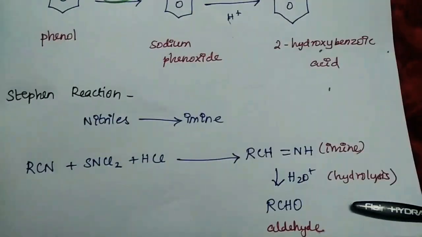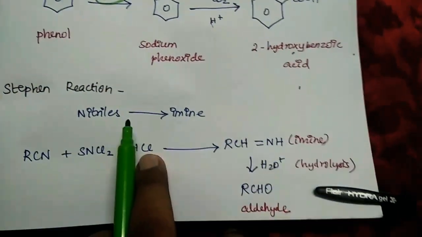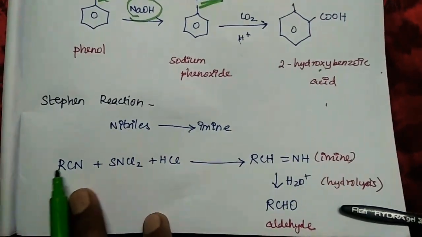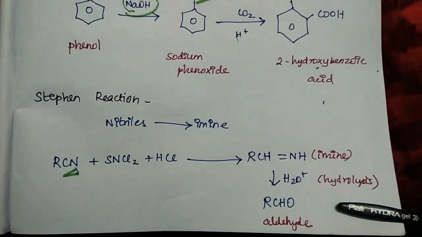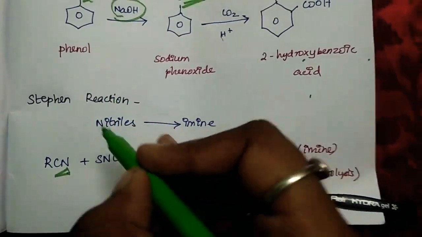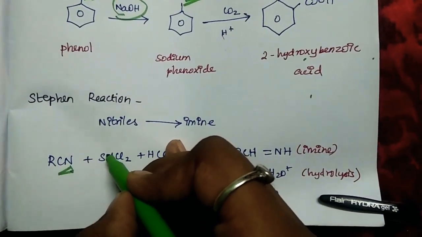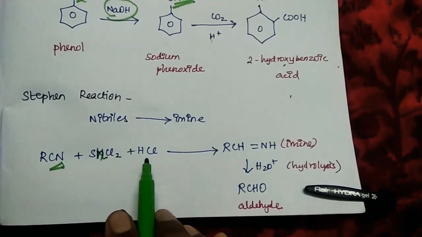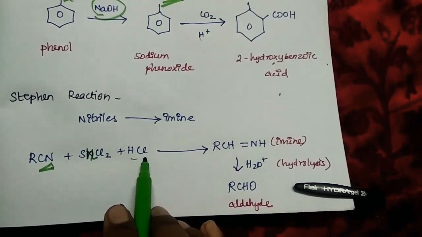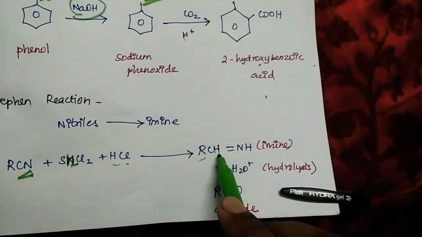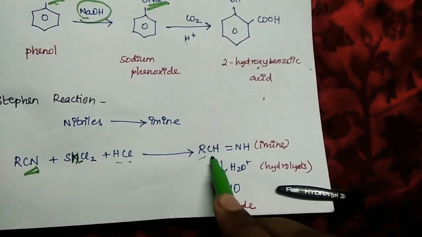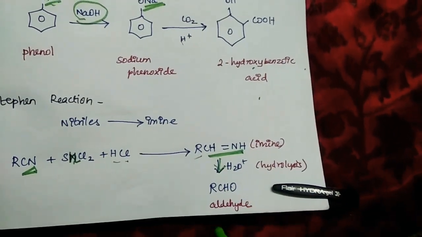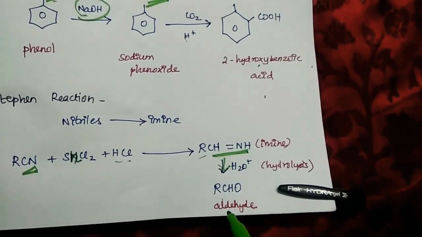The next one is Stephen reaction. In this, nitriles are converted into imine. So alkyl cyanide in the presence of stannous chloride and hydrogen chloride gives RCH double bond NH, which is an imine. This on hydrolysis gives RCHO, which is an aldehyde.